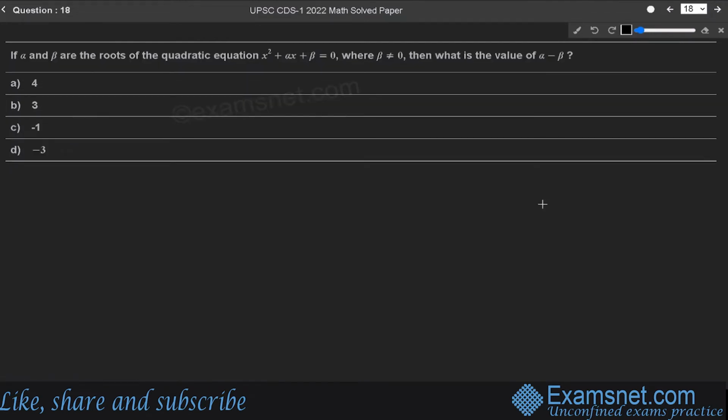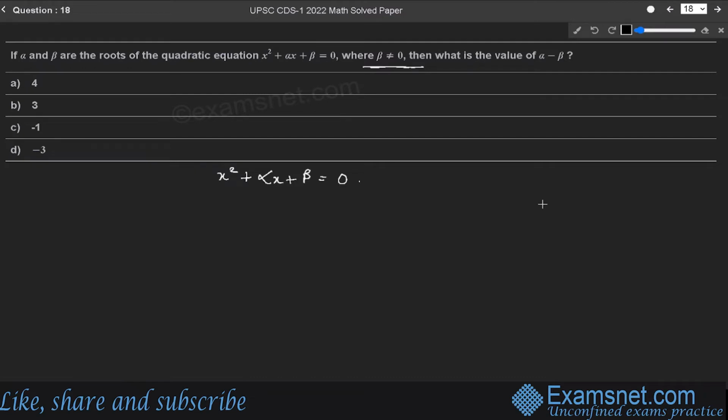Next question is, if alpha and beta are the roots of the quadratic equation x square plus alpha x plus beta is equal to 0, then what is the value of alpha minus beta? And a condition is given that beta is not equal to 0. Given equation is x square plus alpha x plus beta is equal to 0, and alpha and beta are the two roots of the given equation.